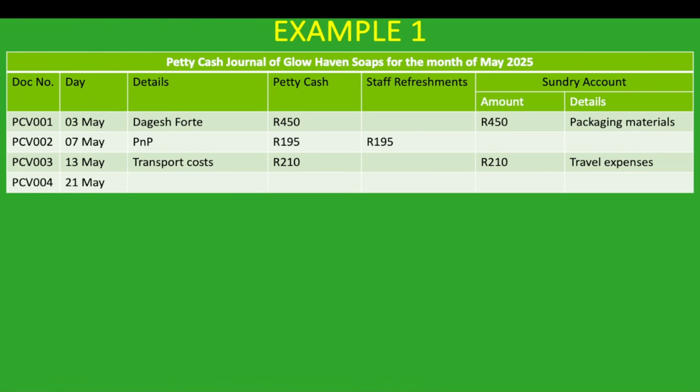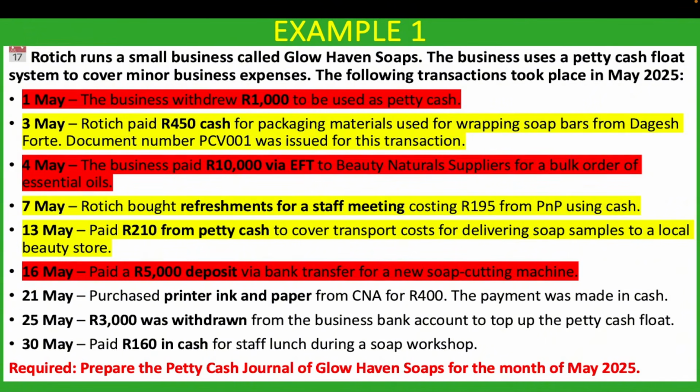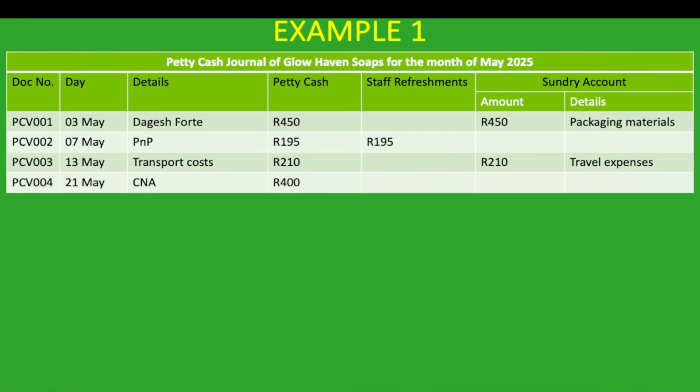What is the details here? Who did we pay the money to? Well, I hope you saw that it was CNA. If we go back here, you can see from CNA for 400 Rand. So we put CNA there under details, and under petty cash we put 400 Rand.